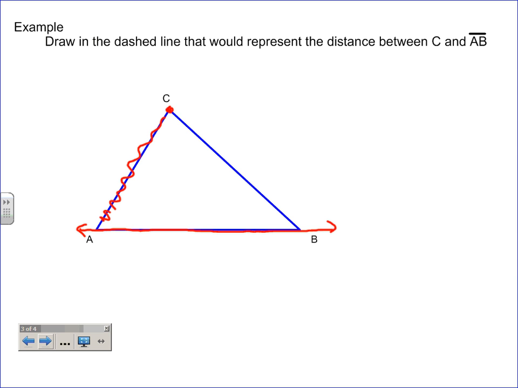How about C to B? Is that actually the distance? No, you're all shaking your head. No, how do you know? Because it's not hitting line AB at a right angle, so you know that's not right.